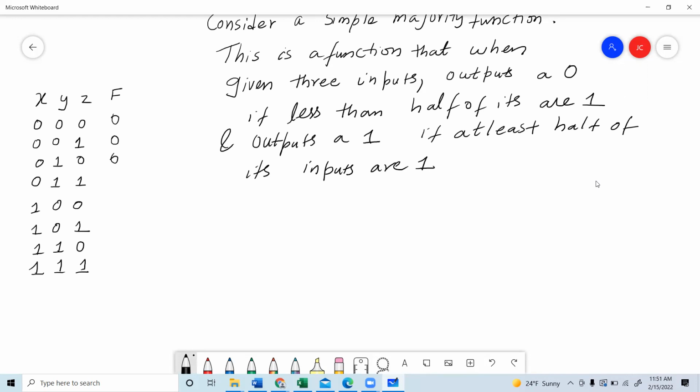And here 0, 1, 1, so here we have two ones. The statement says it outputs a 1 if half or more of its inputs are 1, so here it's going to be 1, right? How about here? The output is 0, and here 1, here 1, and here also 1. So this is the truth table we got, right?